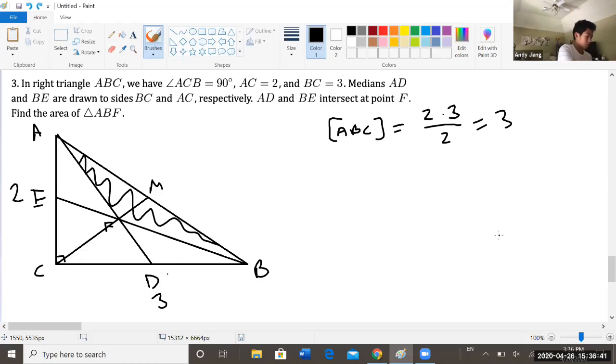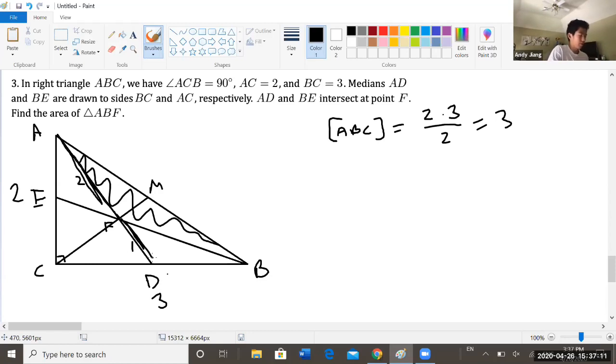We could use mass points to resolve for the fact that AF to FD is 2 to 1. So AF over here to FD is 2 to 1. And that was just another property of medians intersecting. But you could use mass points to find that out. All right, so if that's 2 to 1, now let me transfer everything onto a coordinate plane.